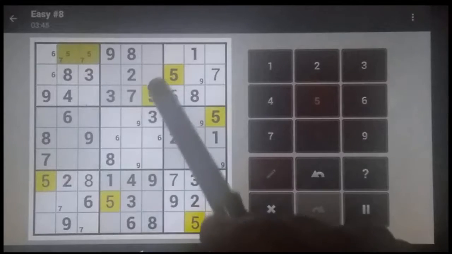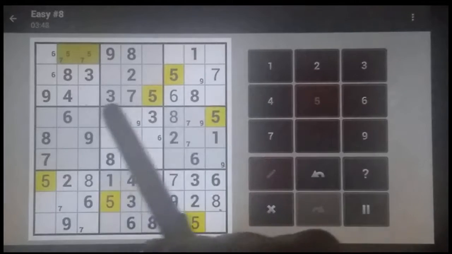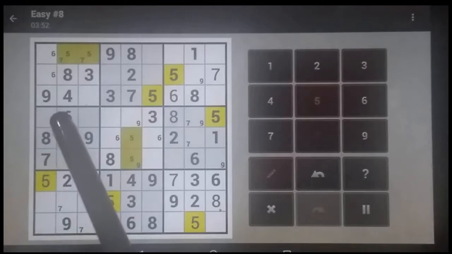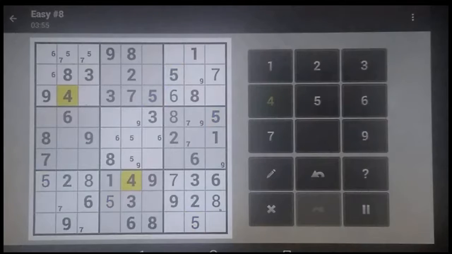These 2 columns are out because of those 2 5s. This row is out because of that 5, so this one has to be there or there. This one has to be one of those 3, but I'm not going to mark them down yet.